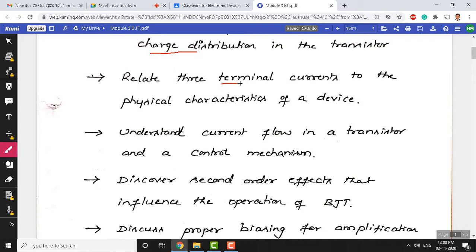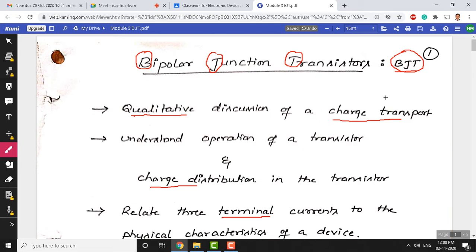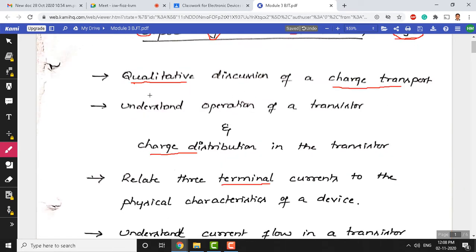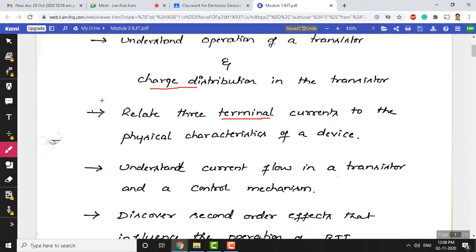BJT is made up of 3 terminals, as you are seeing here. It is a 3 terminal device. So, what are the 3 terminals which you come across in a BJT? The first one is the emitter, the second is the base, and the third terminal is the collector.